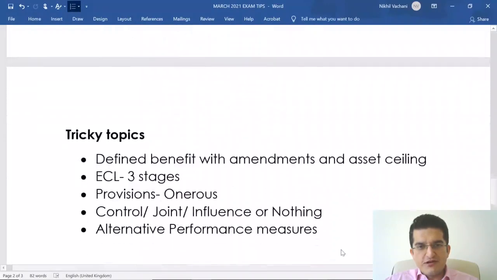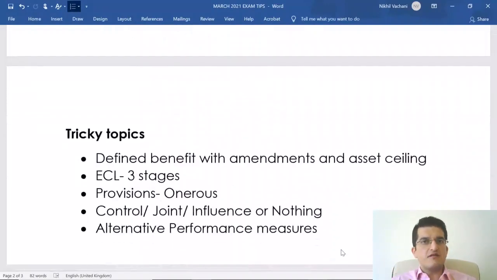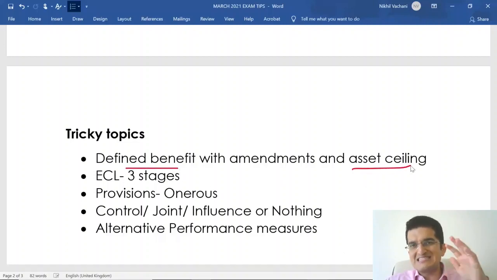A few tips I'll give you in terms of the tricky topics, not that these are the topics coming up, but these are the topics people are finding difficult to focus on. So there could be an element of that in the exam to do with the pension scheme, especially the defined benefit, when there are amendments, when there is an asset ceiling or cap of the asset to be recorded. When we did financial instruments, the 3 stages, and how do we calculate, and the accounting for impairment for the expected credit loss.